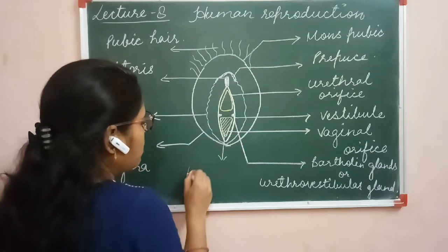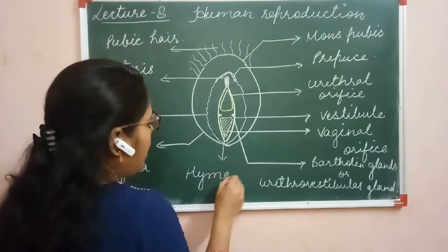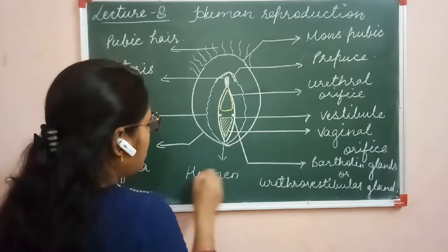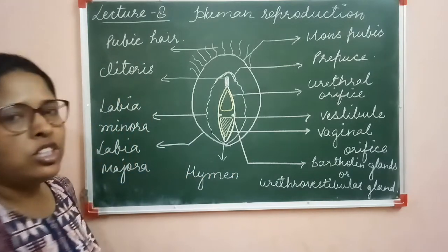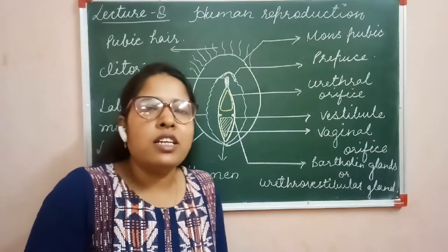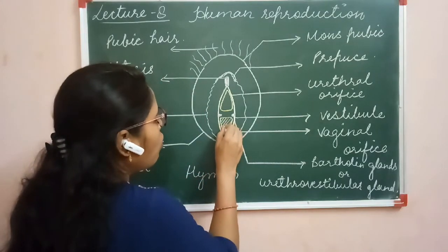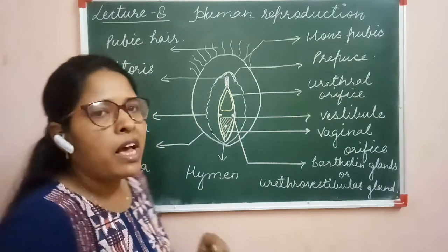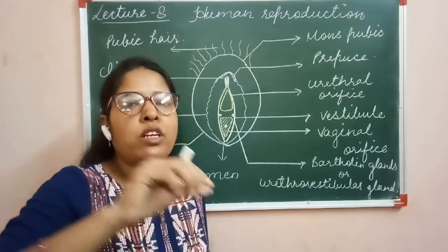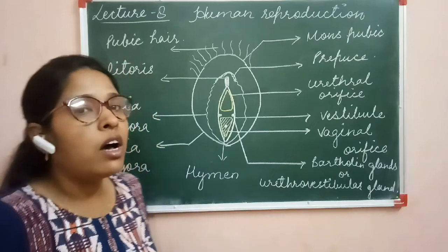That membrane is called the hymen, and this hymen is the sign of virginity. Previously it was considered a sign of virginity. Here only a single hole or pore-like structure is present through which the menstrual flow takes place from the female body.